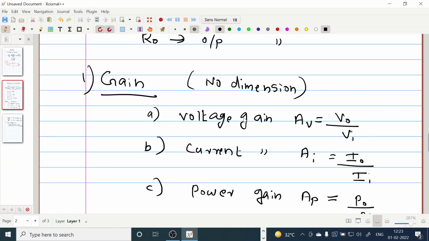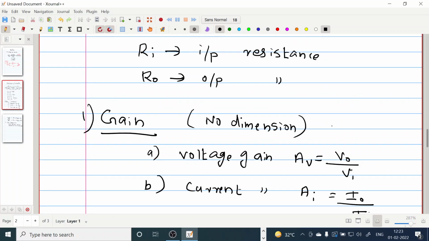So generally speaking, the gain of the amplifier should be large.